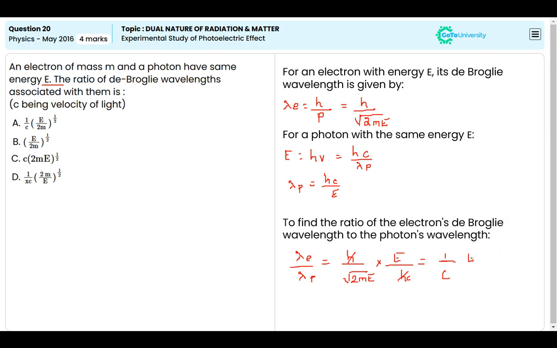Then in the numerator E terms as it is, and in the denominator the term 2m is there under root of 2m. This is the final equation. So we can see this equation, 1 by c, E divided by 2m to the power of 1 by 2. Then option A is the right answer. We can write this as 1 by c into E by 2m to the power of 1 by 2.